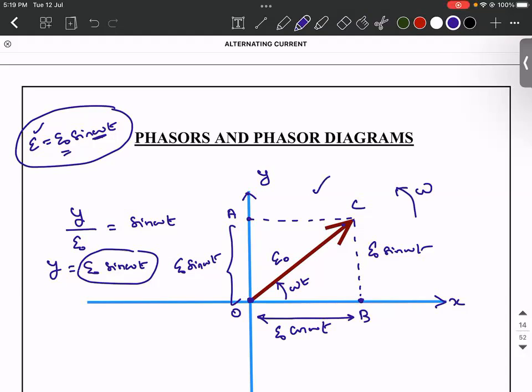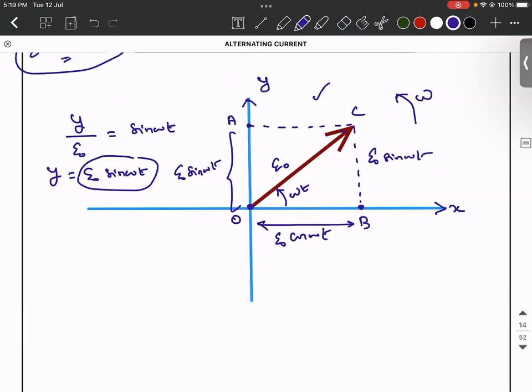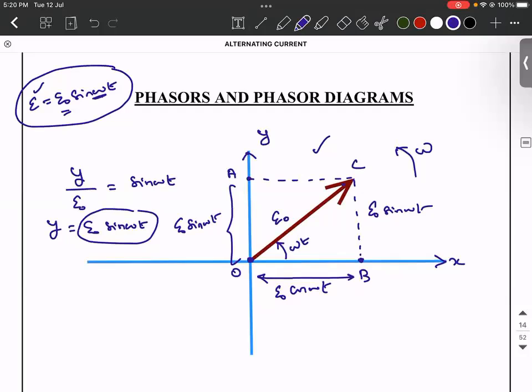This is the phasor diagram only for one vector. I cannot call this a complete phasor diagram because I have only the input here. What else is needed? I need the output also. So for that, what I will do? First, copy this. Can you scroll a little up? Is it okay? Yes, sir. Copy it.